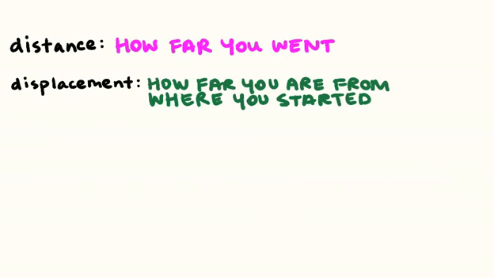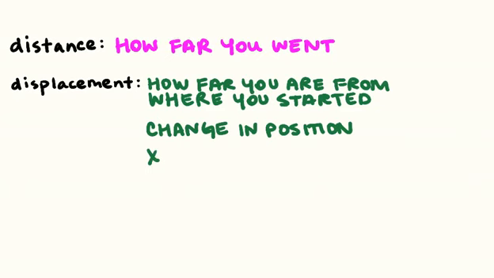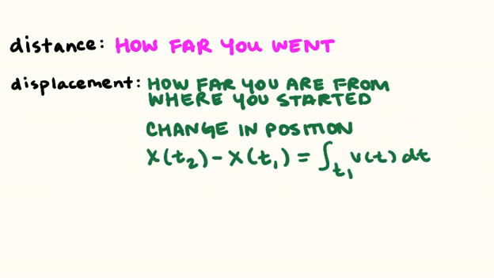Another way of saying how far I am from where I started is change in position. So I'm going to write down a little something about change in position. I'm going to talk about the x-coordinate at time 2, or just the position at time 2, minus the position at time 1. I'm just going to point out that this is what we would get if we integrated velocity from time 1 to time 2, right? Because we're going to find an antiderivative for velocity, that's position. I'm going to plug in t1 and t2, and subtract. So this is what I'm going to have.